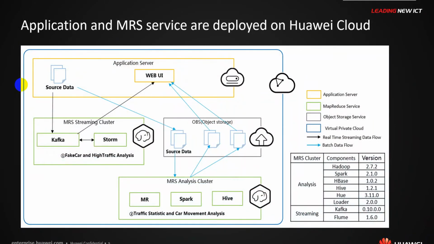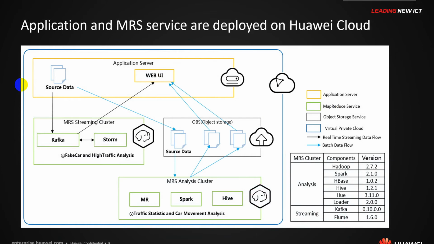Here is a high-level architecture of the big data platform and application. We first define a virtual private cloud on HUAWEI Cloud, and provision the real-time streaming cluster and analysis cluster with a few clicks. We will simulate some of the source data and collect it into Kafka topics to generate queues. The Storm module will consume the queues for the fake car and high traffic analysis scenarios.